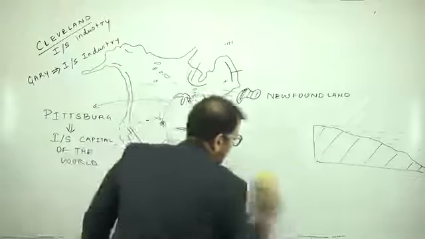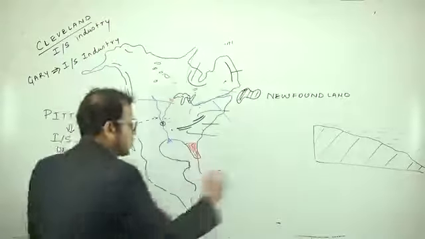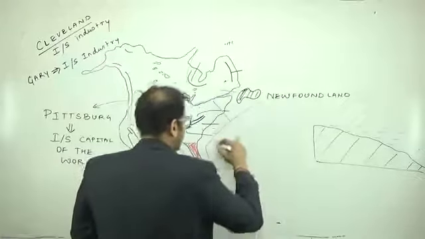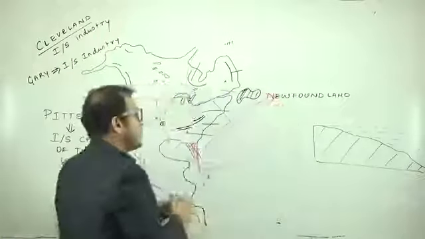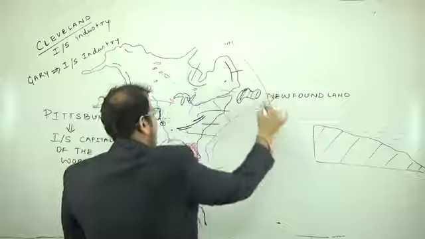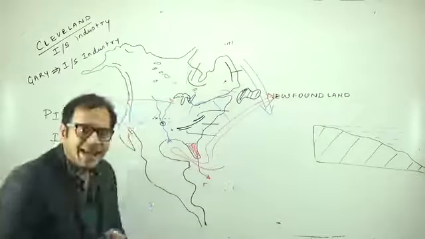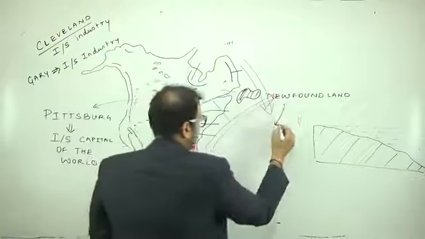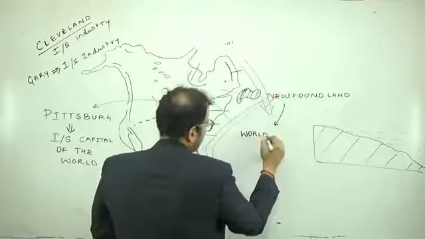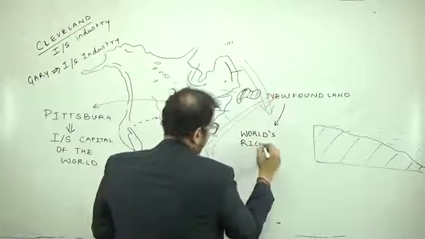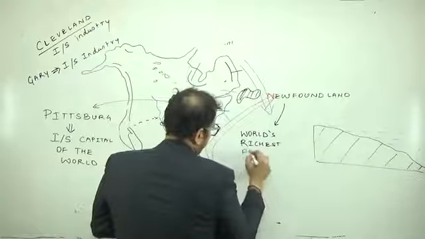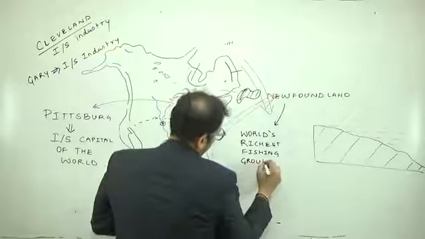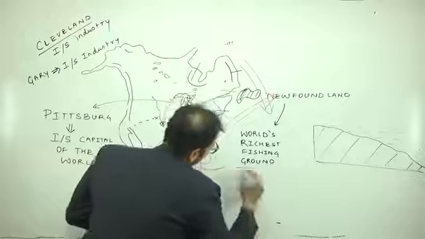I'll rub this. In this region, there is a convergence of the warm Gulf Stream, an ocean current which comes from this side, and the cold Labrador current. These two currents meet. And therefore, the Newfoundland region is the world's richest fishing ground, known as the Grand Banks region.